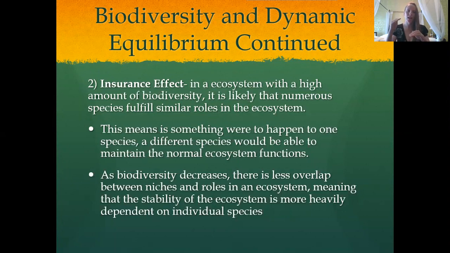We want those overlapping niches, or the overlapping jobs that happen when you have high biodiversity, so that you have a backup plan if one of those individuals or one of those populations can't do the job anymore. The job is still getting done by a different species.